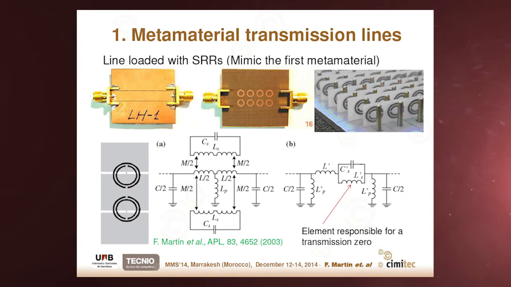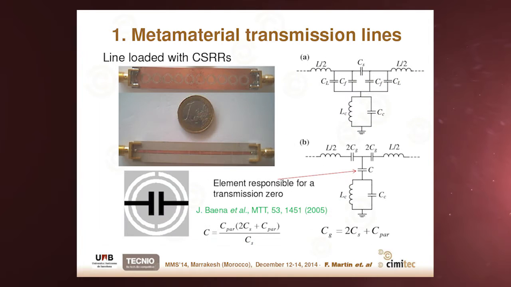And here is the version based on complementary splitting resonators. In this case, we have a microstrip line with gaps etched here, as I show you. And here we have in the backside the complementary splitting resonators. And this is the model of the unit cell, where L and CL model the parameters of the line. This pi network models the series gaps, and this models the CSRR. This model can be easily transformed to this one through these transformation equations.